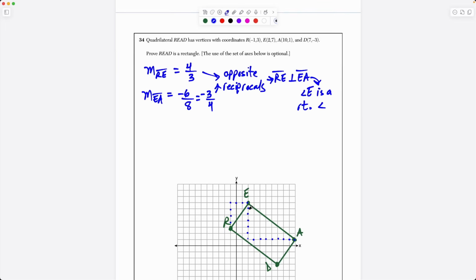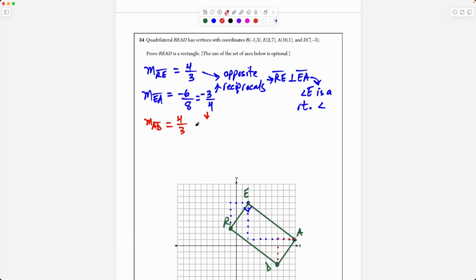And now I move on to the next angle over here at A. I already found the slope of EA, so now I can just find the slope of AD. So let's do that next. The slope of AD, I'm just going to do rise over run, but I could start from D and go to A, is we're going up 1, 2, 3, 4, and over 1, 2, 3. So I have to go up 4, over 3.